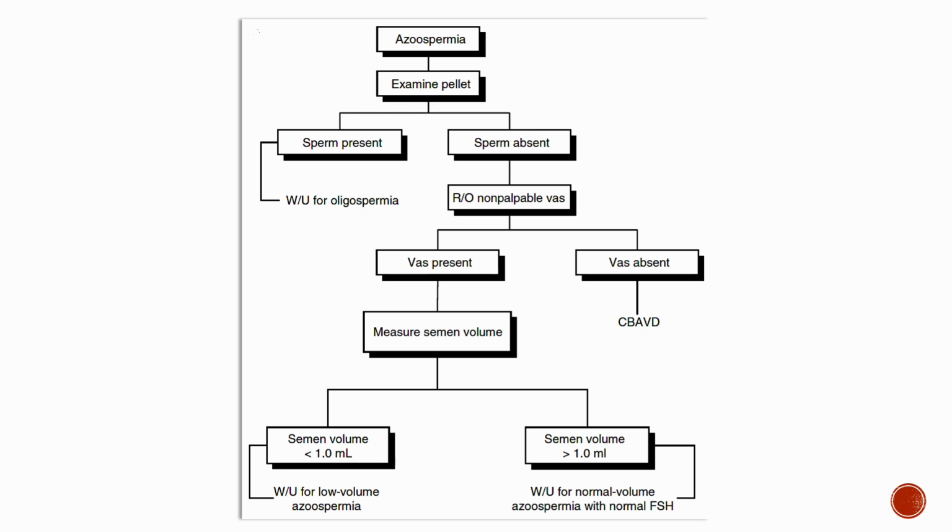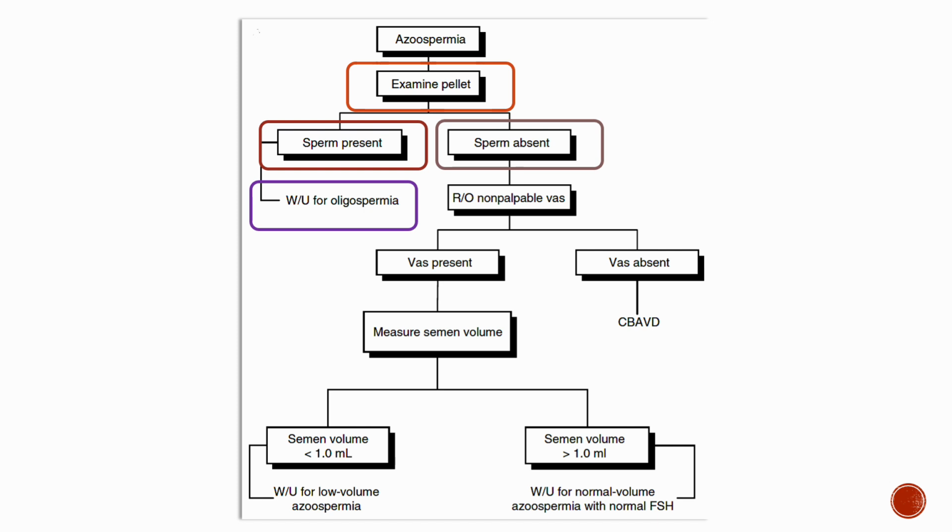All these charts have been taken from the Cambridge Book of Male Infertility, and I will be discussing them. The first and foremost thing for any male coming with azoospermia is to examine the pellet. If sperm is present in the pellet, it is known as cryptozoospermia, and then we will work up the male for oligospermia. Suppose the sperms are absent in the pellet also, meaning cryptozoospermia is also not there.